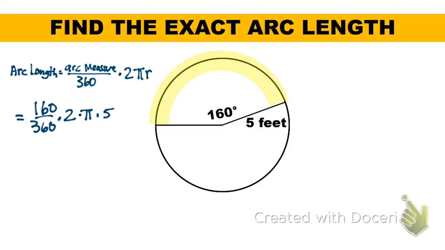And when you put that into your Casio FX 300 ES Plus, what you should get out is 40 over 9 pi. And they're asking us for the exact answer. So if we had to travel from here to here along the edge of the circle, we would travel 40 over 9 pi feet.